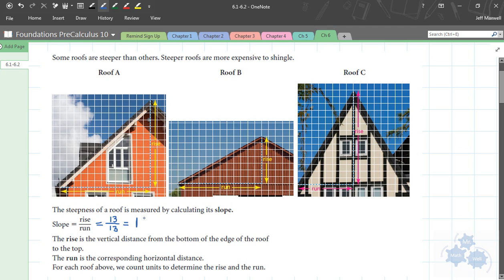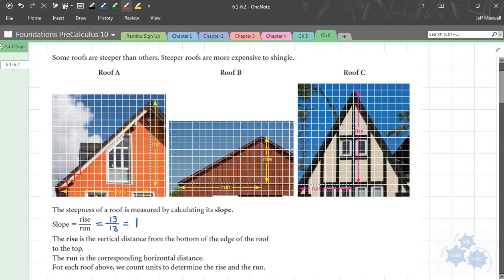Which means that for every horizontal unit you move over to the right, you move up 1 unit. So 1, 1. 1, 1, just like this. I'll maybe try a different color. But every 1 unit horizontally, you go 1 unit up. Horizontally, up, and so on. That pattern follows all the way throughout.